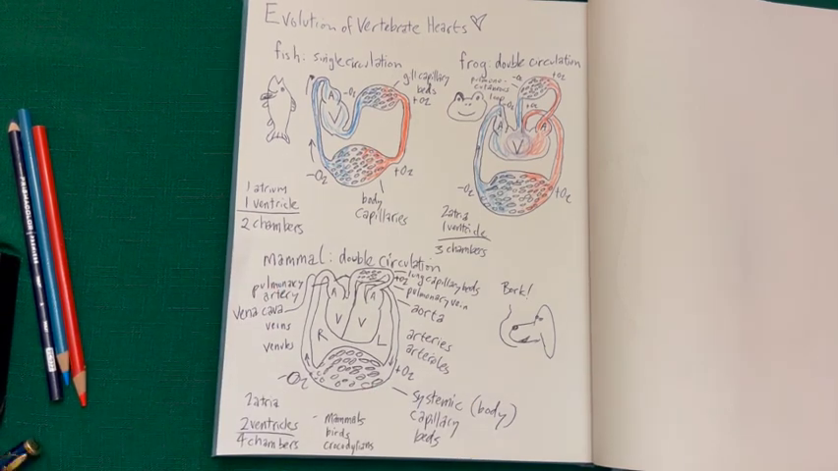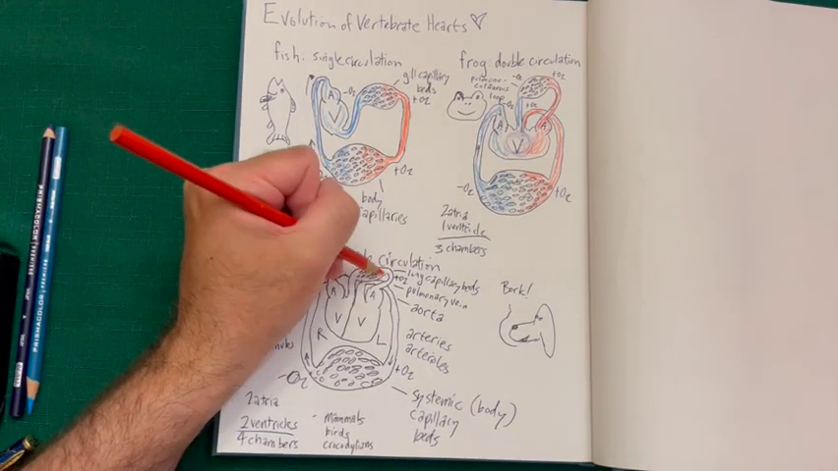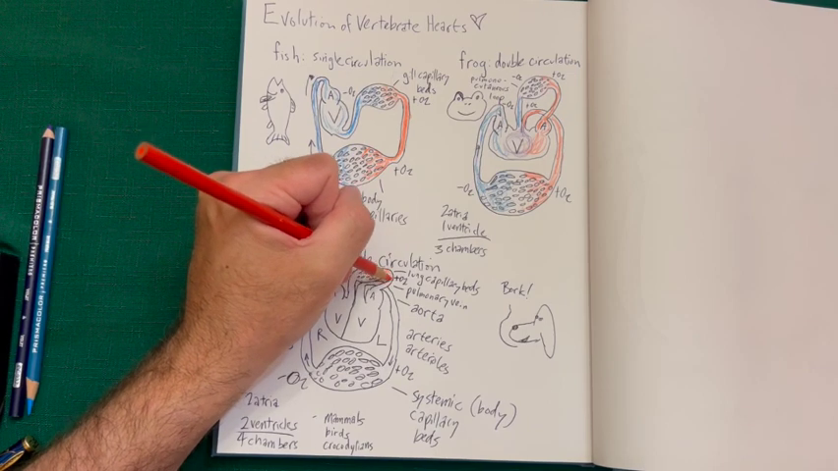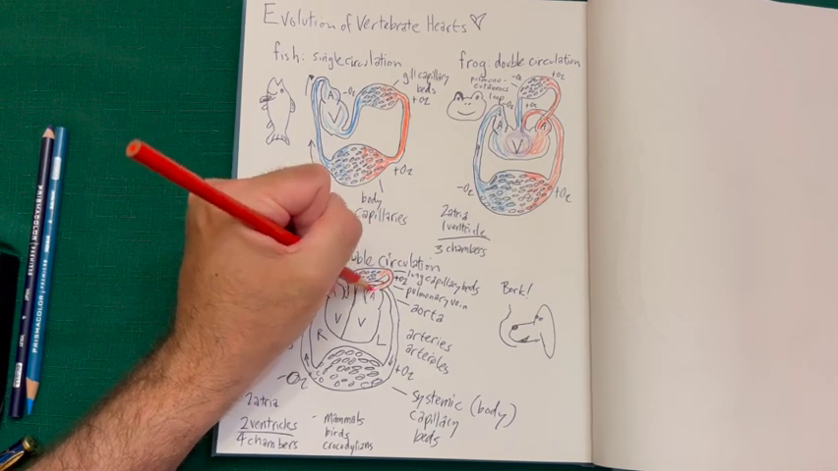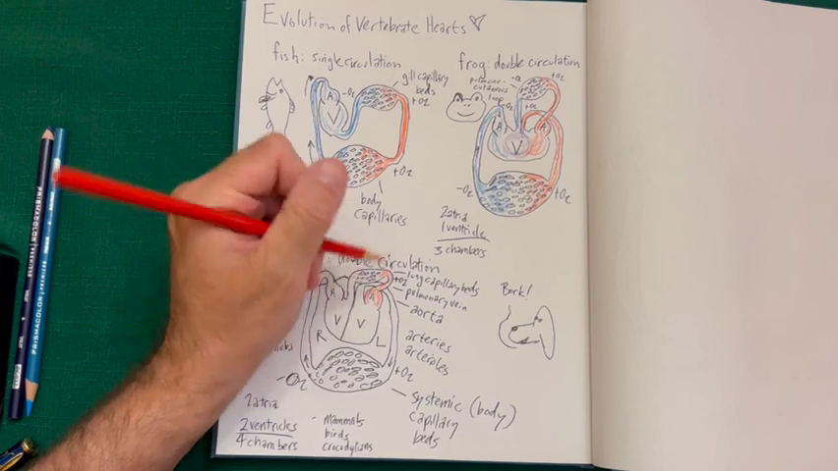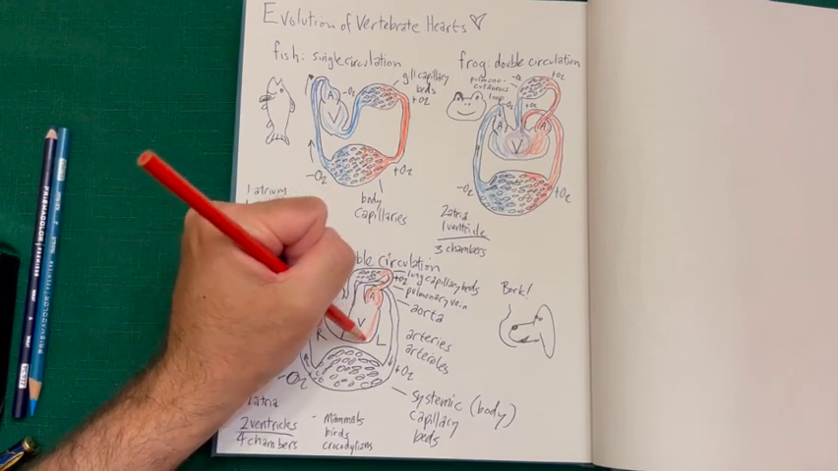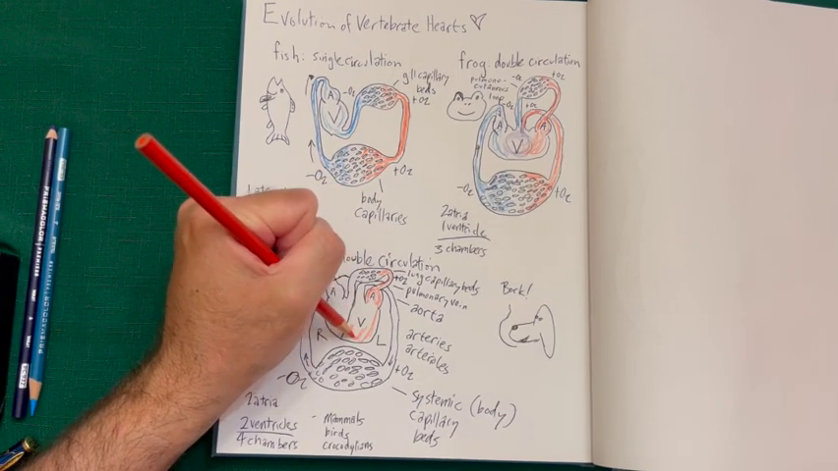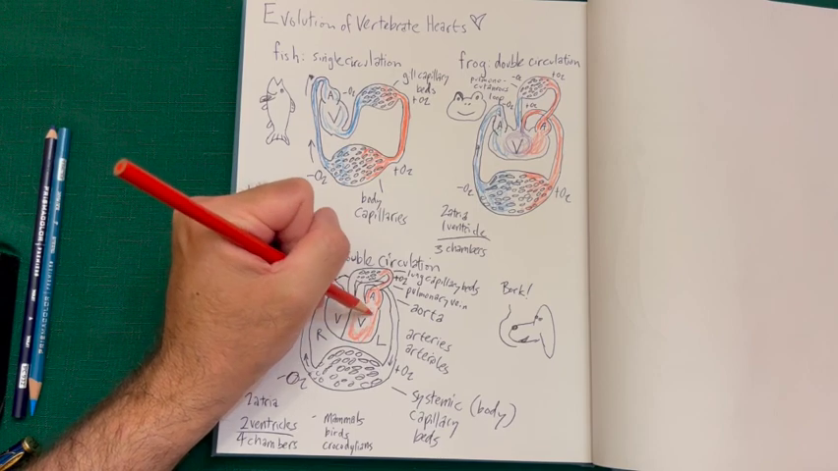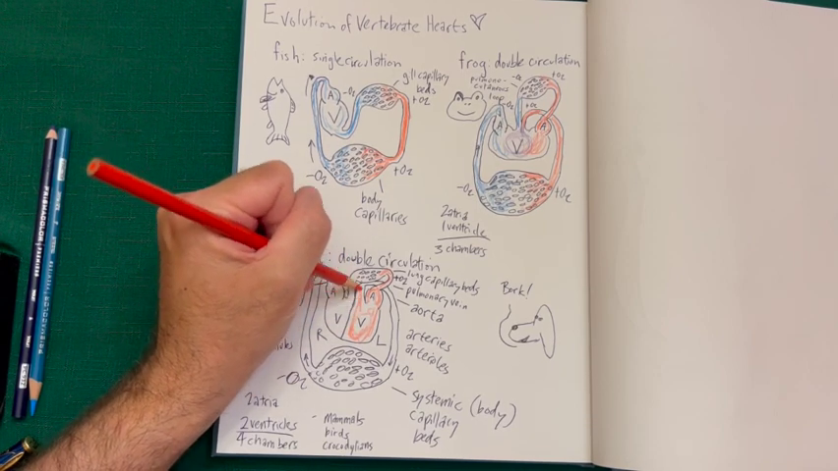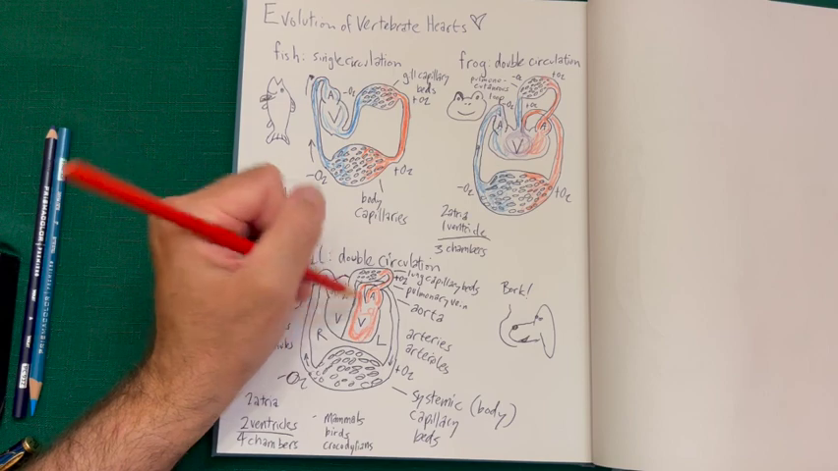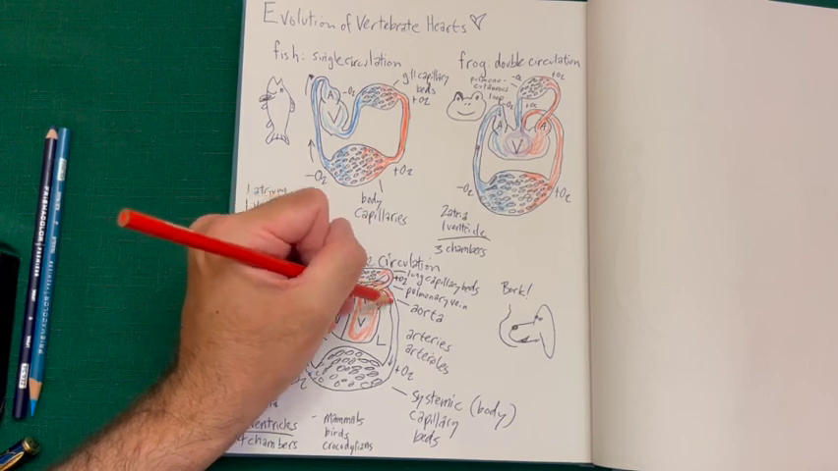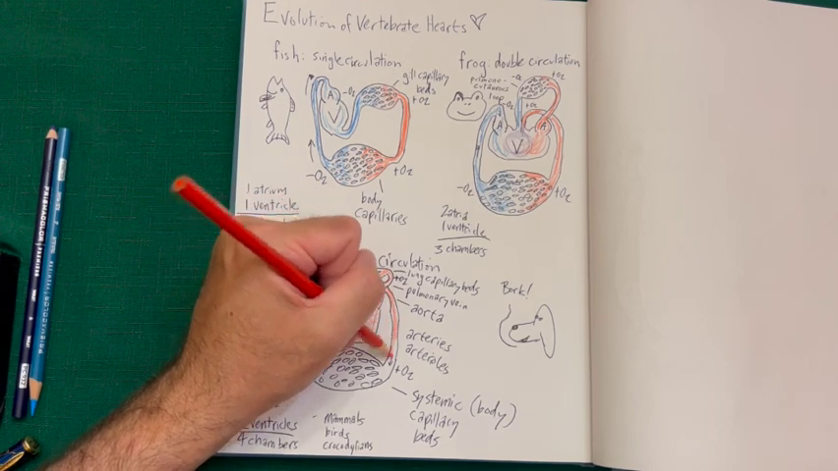And the vena cava actually has two branches to it, one of which empties from the head and the upper part of the body. That's called the superior vena cava. And then the other part of the vena cava is emptying from the rest of the body. That's called the inferior vena cava. But let's not worry about that.